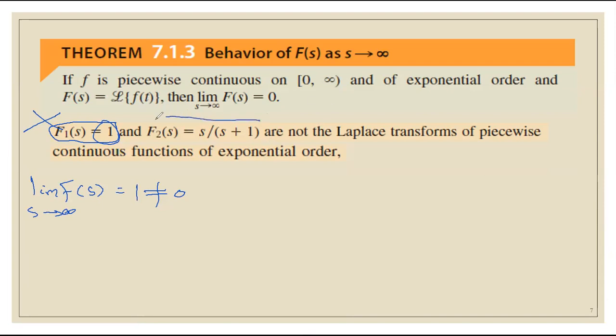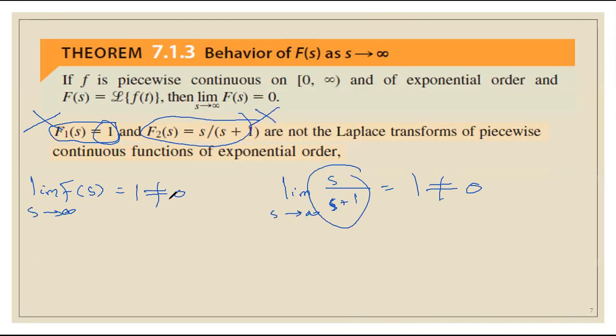Let me check this function. I need to find its limit. So the limit of s over s plus 1 when my s tends to infinity. What do you think about this limit when s tends to infinity? Can you help? 1. Yes, and this isn't 0. So this function can't be considered as a Laplace transform of a piecewise continuous function of exponential order. Did you get the idea of this property of the Laplace transform for any function? Its limit when s tends to infinity must be 0.